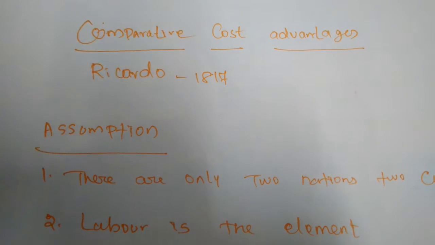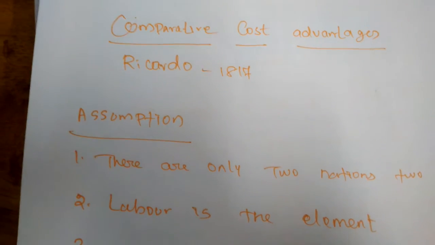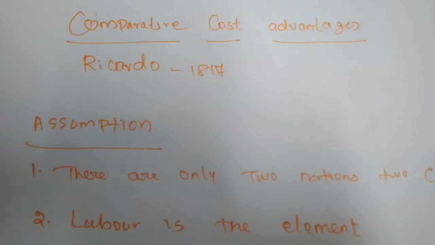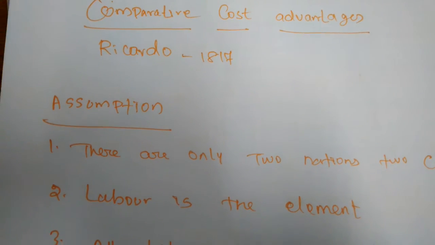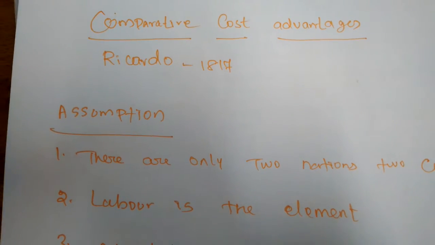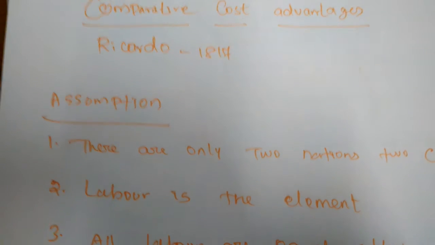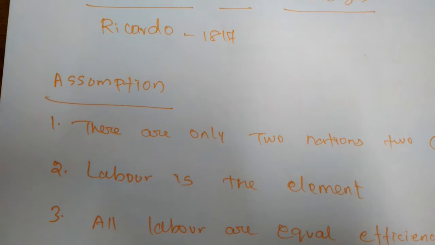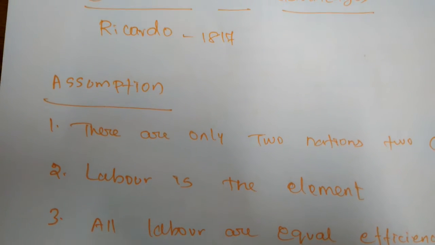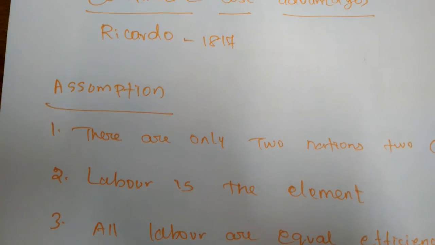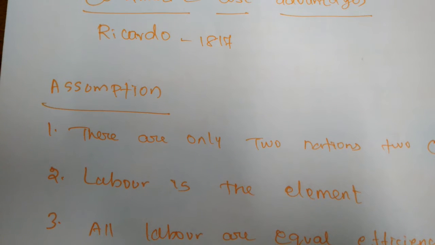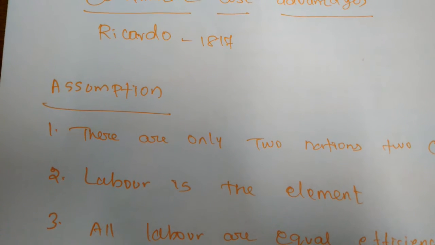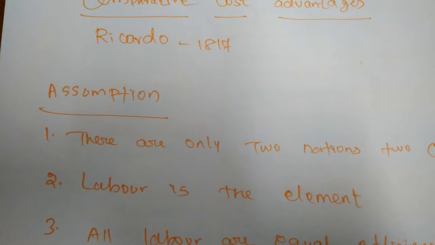Next, comparative cost advantage. The comparative cost advantage was developed by David Ricardo. He is a British economist. He published a book, The Principles of Political Economy and Taxation. In this book, he formulated a systematic theory called the comparative cost theory.